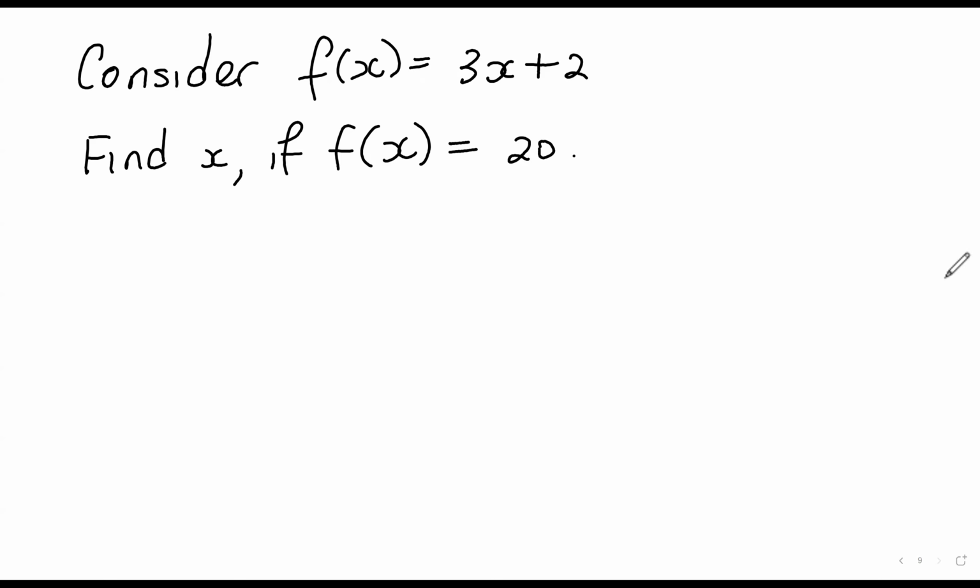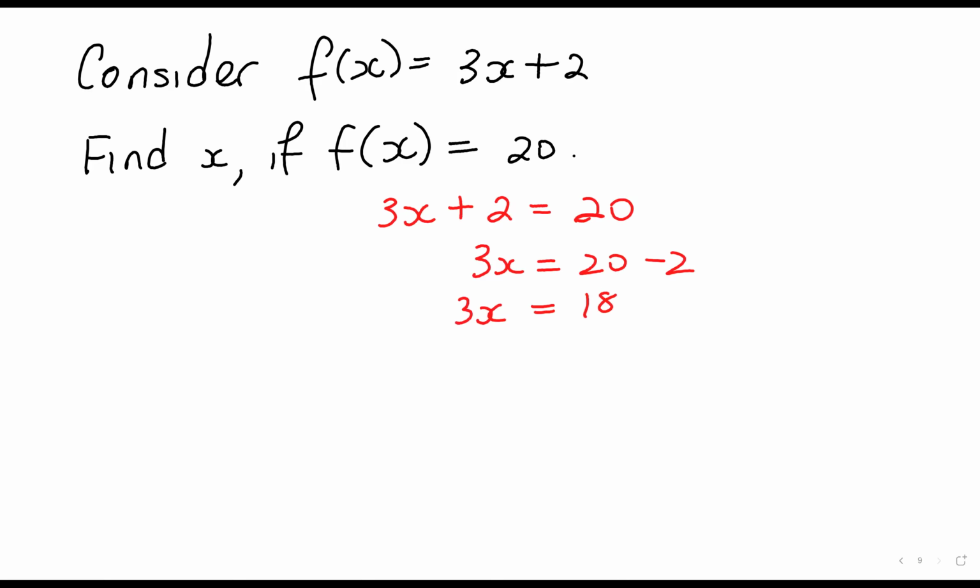Right, so if f of x is equal to 20, that means 3x plus 2 is equal to 20. And so 3x will be 20 take away 2, which means 3x is equal to 18. And so x would be 18 divided by 3, which is 6.